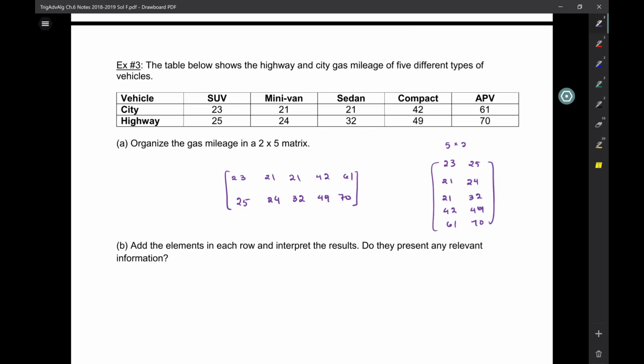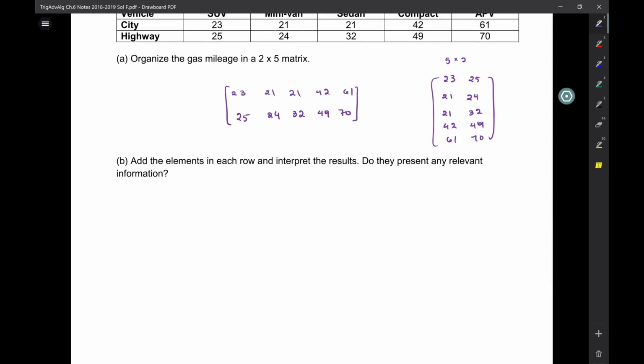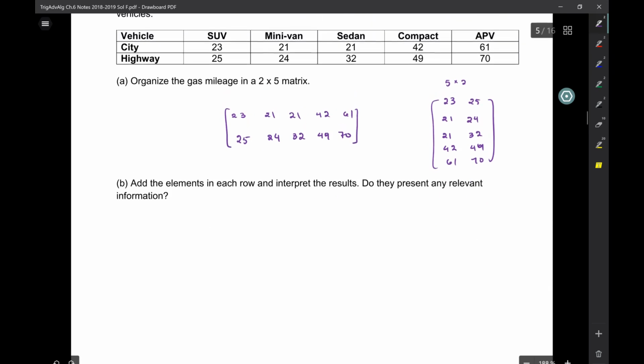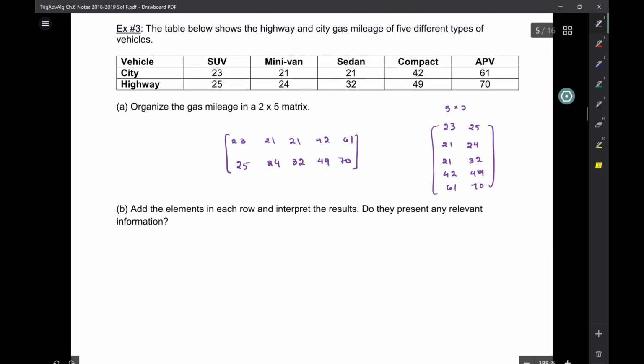So that's the matrix, and we don't write the titles because we know, right? If you write the title, then it's a chart. And now it says add the elements in each row of this one to interpret the results. Do they present any relevant information? So if I were to add the first row, what would I get? So it's 1, 2, 3, 4, 5 of them, right?